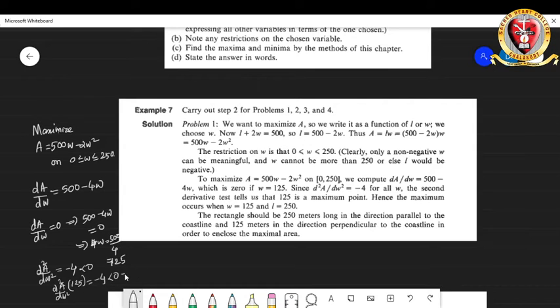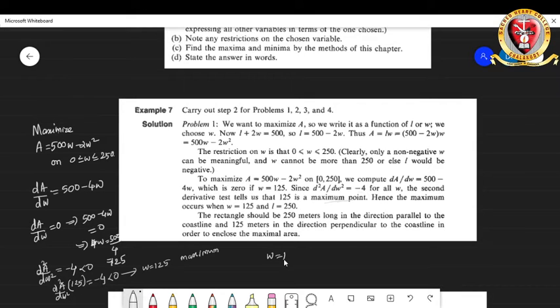That means by the second derivative test you are getting that W is equal to 125 is a local maximum, and here we are saying that it is a maximum in the prescribed restriction from 0 to 250. You can understand that it is a maximum point.